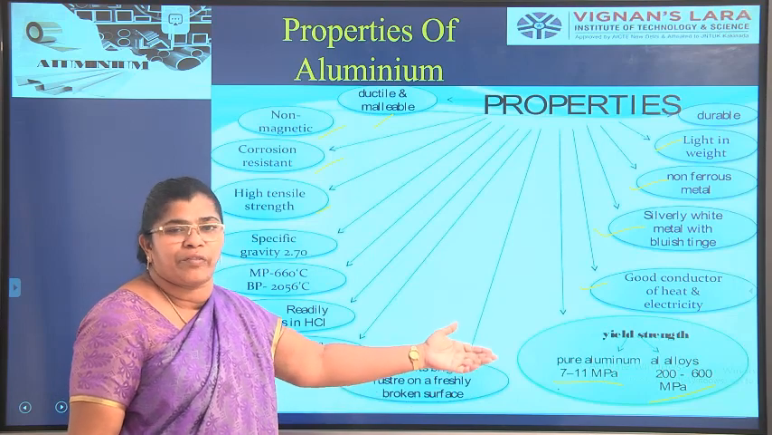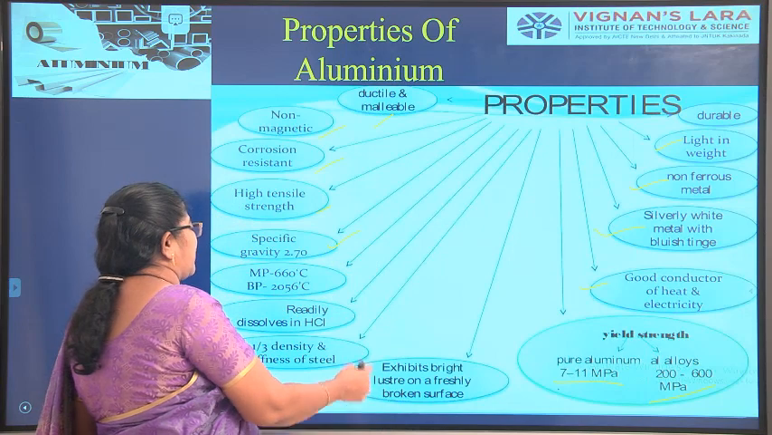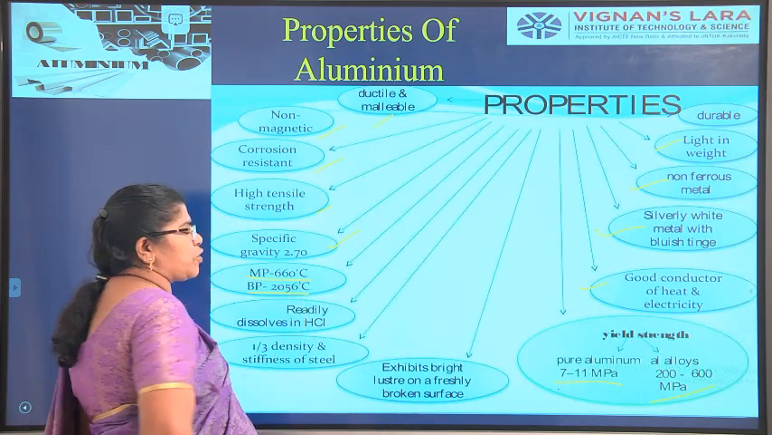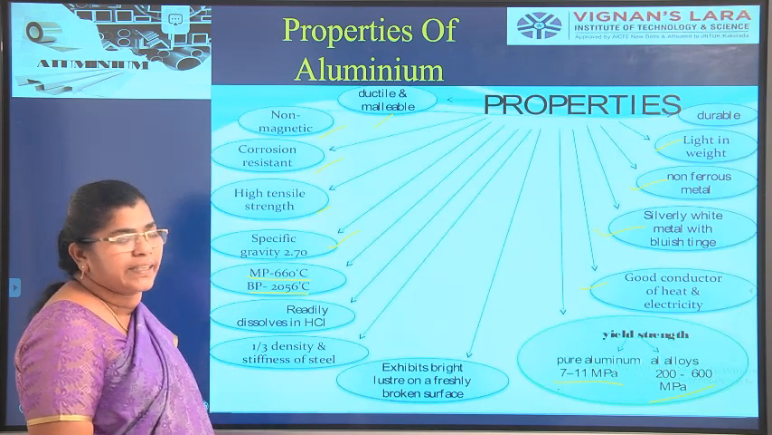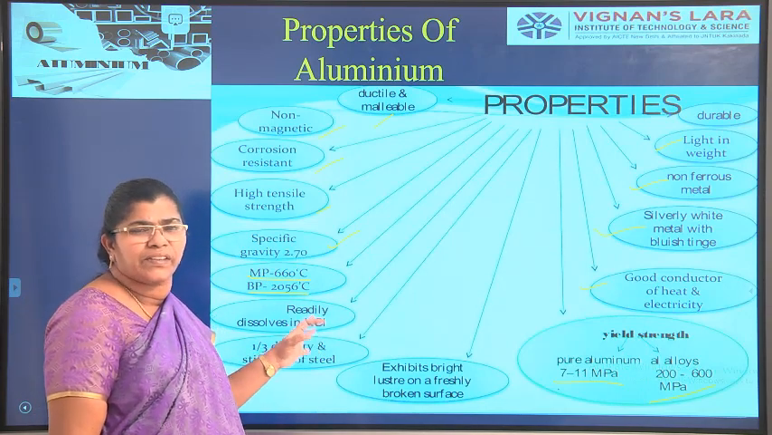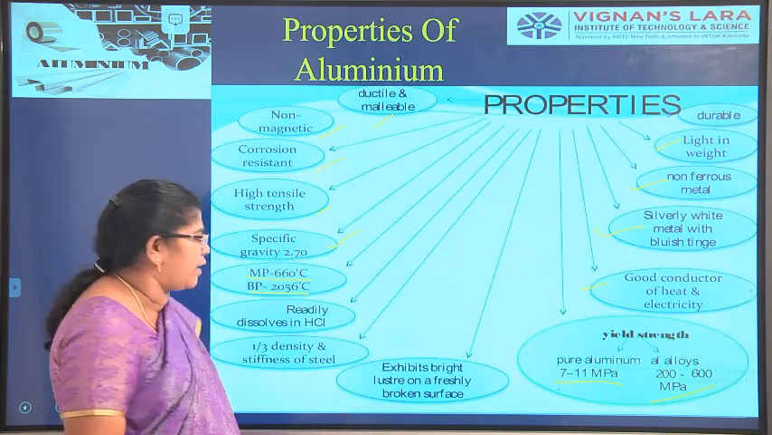2 into 10 power 5 Newton per mm square. The specific gravity is 2.70. The melting point is 660 and the boiling point is 2056 degrees centigrade. This is very important. With this property, it is very good at resisting the heat that is coming from the hot sun to the interior part.